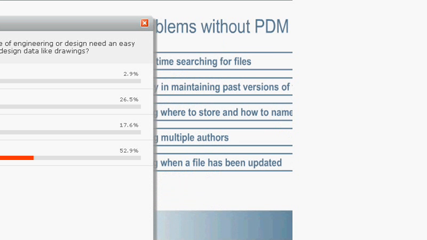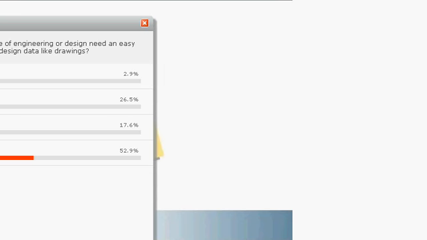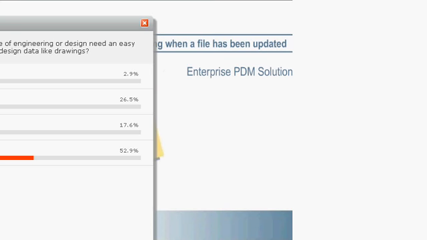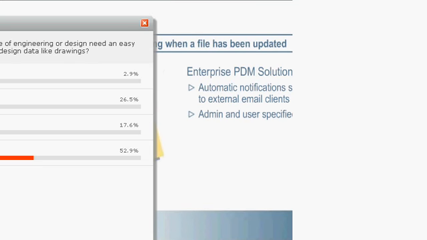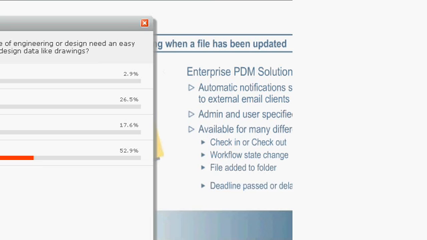Let's go on to knowing when a file has been updated. This is easily solved by Enterprise PDM. And here's how. EPDM can send out notifications automatically when something changes. These notifications can come through your email system or the built-in notification system, like Outlook. You can have admin and user-specified notifications, so users can add their own. It's available for many different occurrences, such as check-in or check-out of a file, workflow state change, files added to a folder, deadline passed or delayed in a state.